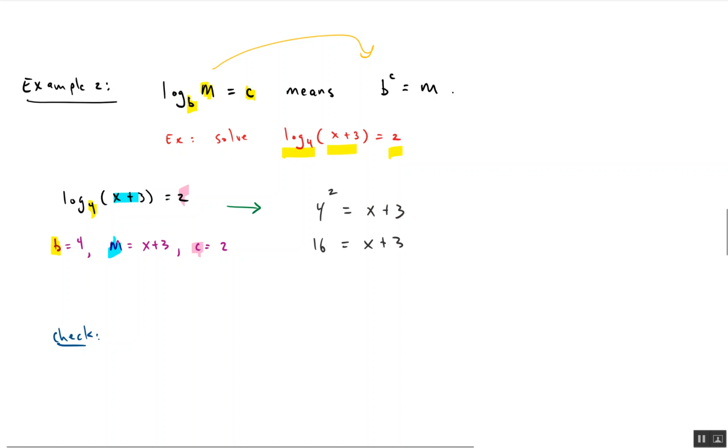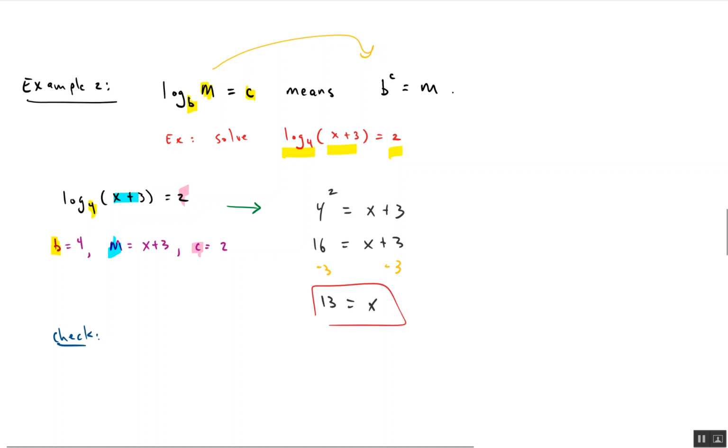And as we had guessed, this is a really simple equation to solve, right? So subtract 3, and what do we get? We get x equals 16 minus 3, which is 13. So that was super simple.